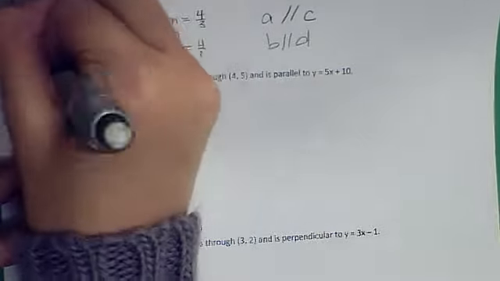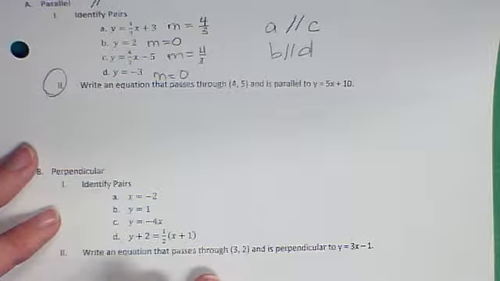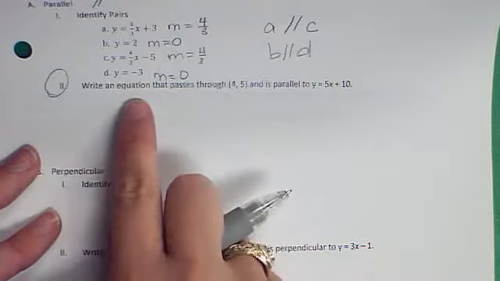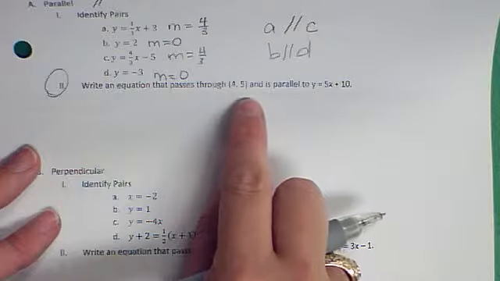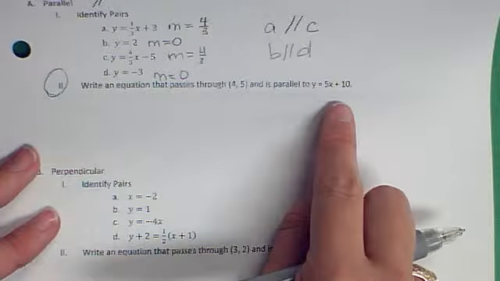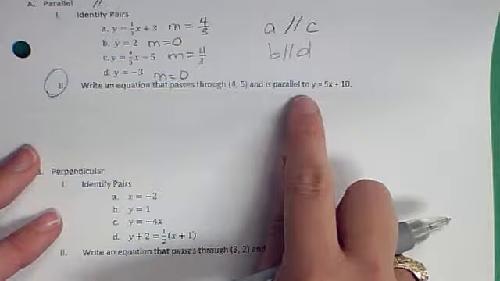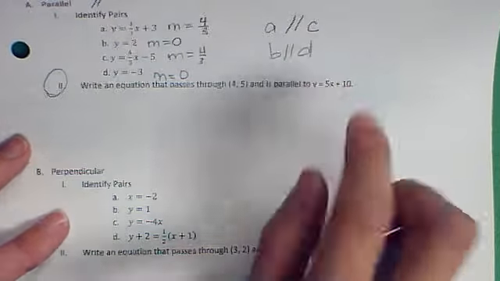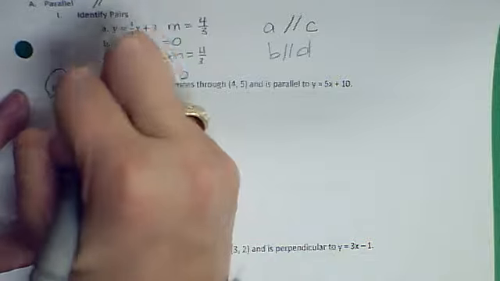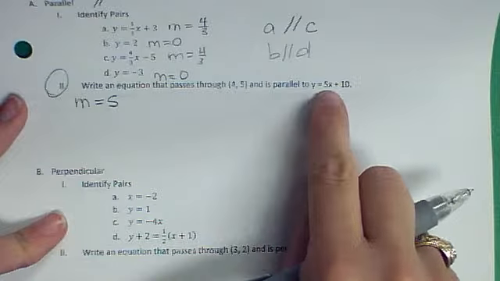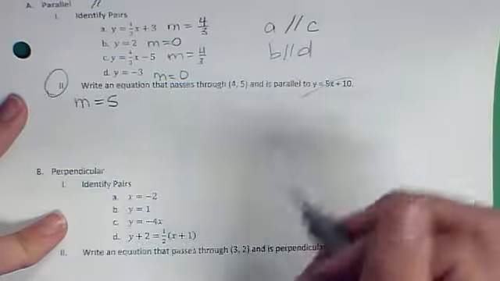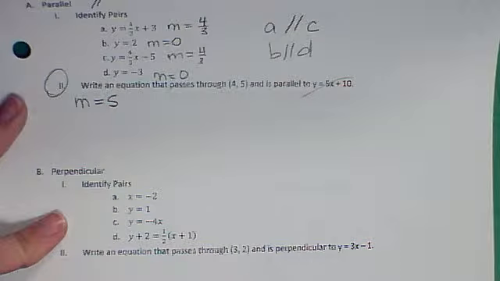Okay, circle this number 2 part. This is what your assignment will be like. What I want you to do is write an equation that passes through (4, 5) and is parallel to y equals 5x plus 10. Now, the parallel part we did a whole bunch of just a second ago. So let's start with what's the slope here. Well, m equals 5. It's right in front of x. Now, I'm done with this part of the equation. All I needed was to get the slope from it.